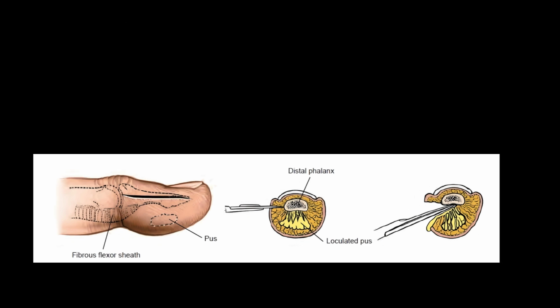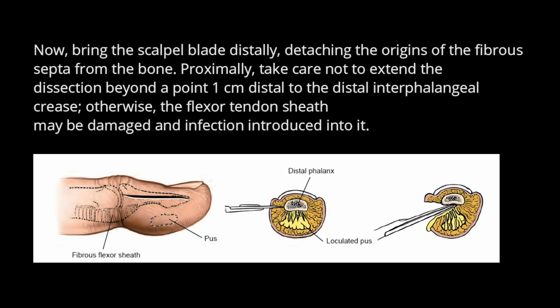Now, bring the scalpel blade distally, detaching the origins of the fibrous septa from the bone. Proximally, take care not to extend the dissection beyond 0.1 cm distal to the distal interphalangeal crease, otherwise the flexor tendon sheath may be damaged and infection introduced into it.